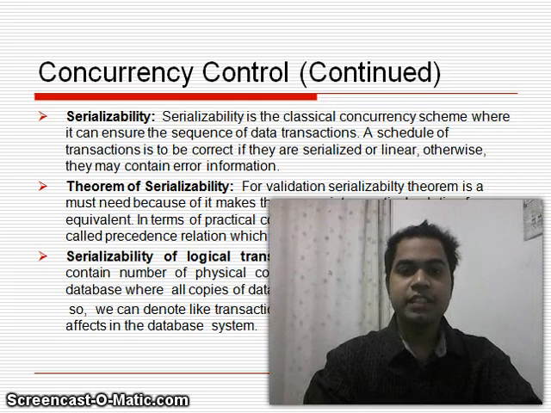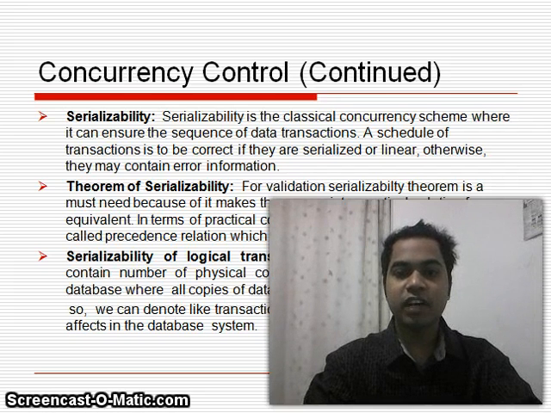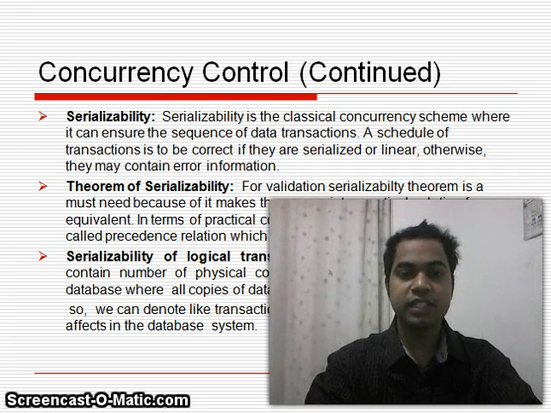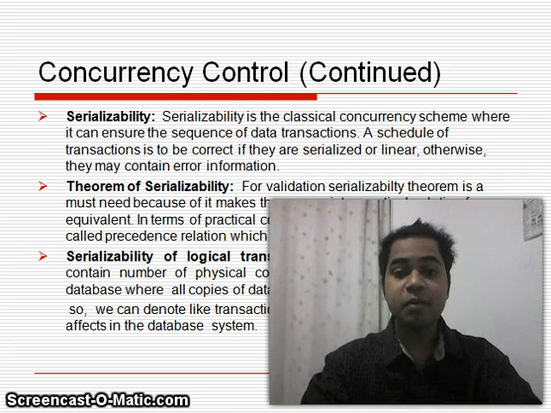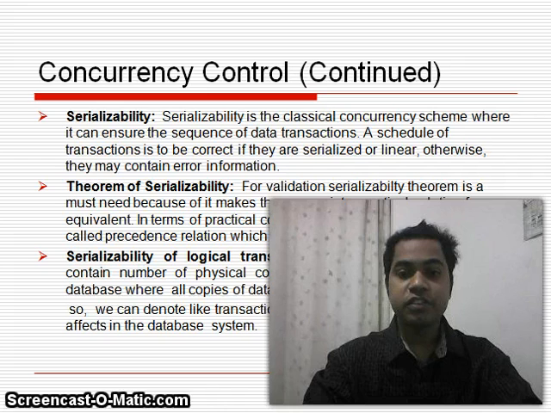Serializability. Serializability is the classical concurrency scheme where it can ensure a schedule of transactions to be correct if they are serialized or linear, otherwise they may conflict your information. Theorem of serializability. For validation, the serializability theorem is a must because it makes the appropriate practical solution for equivalence. In terms of practical compatibility of equivalence, serializability is called a precedence relation, which is similar to a serialization graph.